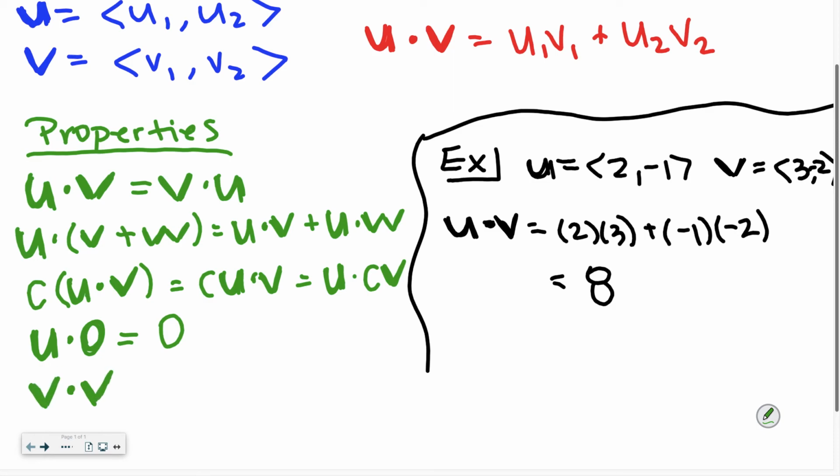Now, v dot v is something special. You know what it is? I'm thinking it's 2v squared. It is something squared. Is it just v squared? The dot product of v and v would be v1 times v1 plus v2 times v2, so v1 squared plus v2 squared.